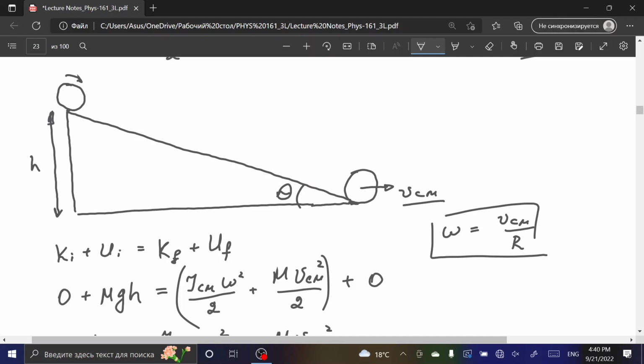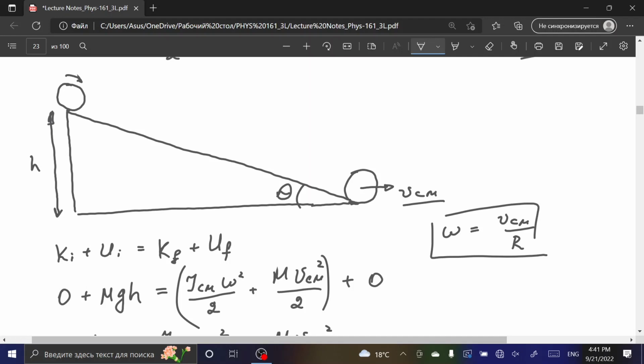And then there is a question: what will be the velocity of the center of mass once this block reaches the bottom of the inclined plane? And your suggestion, will it be larger or smaller than the velocity of the center of mass of this rolling object? Smaller. Any explanation why? Because some energy... friction. So we don't have friction loss.